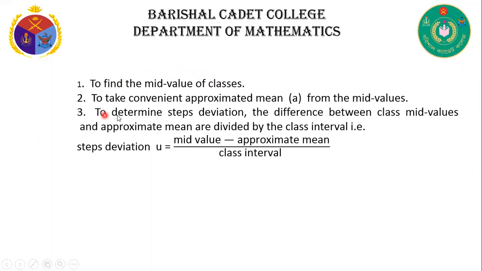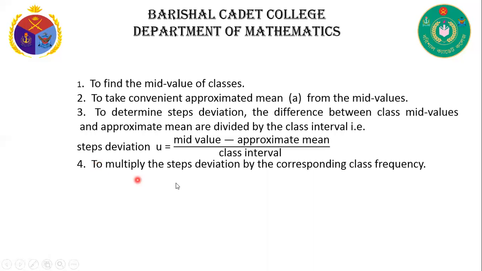Then number three, to determine the step deviation. The difference between the class mid values and the approximate mean is divided by the class interval. Step deviation u is equal to mid value minus approximate mean, divided by class interval. So u is equal to mid value minus approximate mean, that means A, divided by class interval. And we know class interval means upper class limit minus lower class limit.